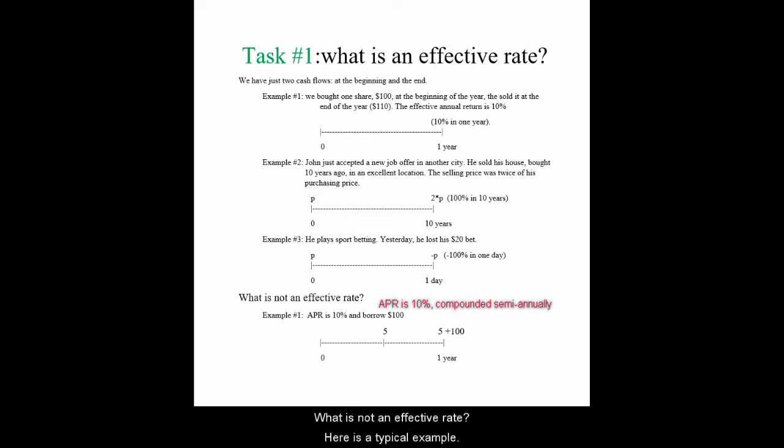What is not an effective rate? Here is a typical example. APR is 10% and we borrow $100 for 1 year. So actually we have 2 cash flows. After half a year, we pay $5 and at the end of the year we pay another $5 plus the 100 principal.